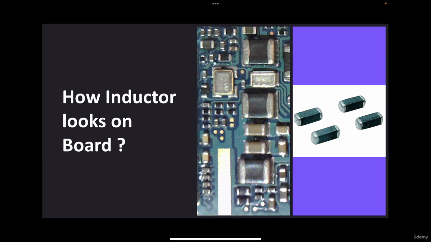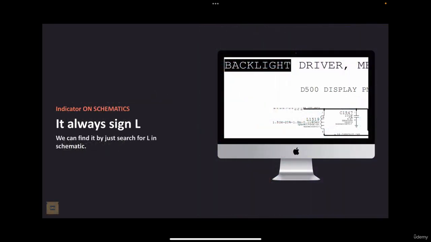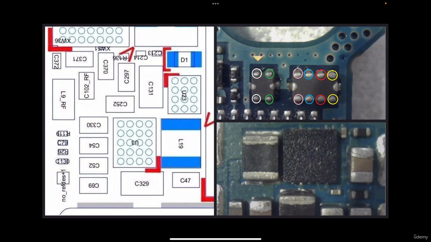How does the coil look on the board? It looks like an unstable, big black body, like this one. This is a resistor, which is also black, but it's so black, as you can see here. This one looks like the capacitor, a stable body, but this body is not stable, as you can see here. This is a non-stable body. All of these are coils. It is always signed L. You will see it like this on the schematic. We can find it as L here. As you can see, it's a coil here.